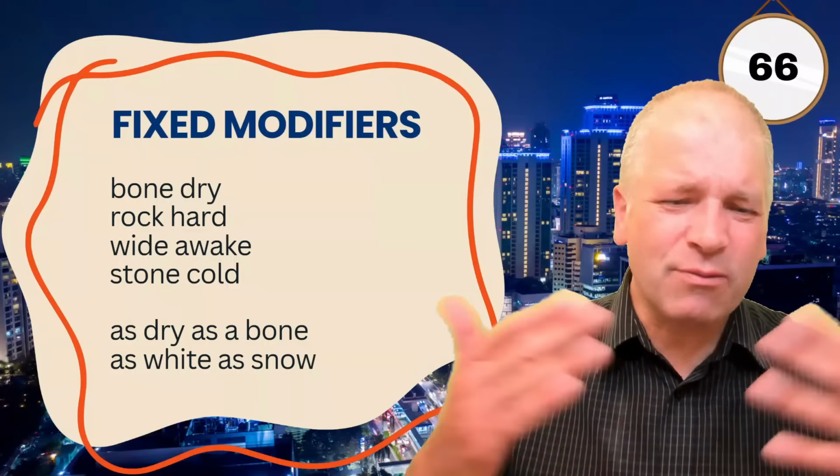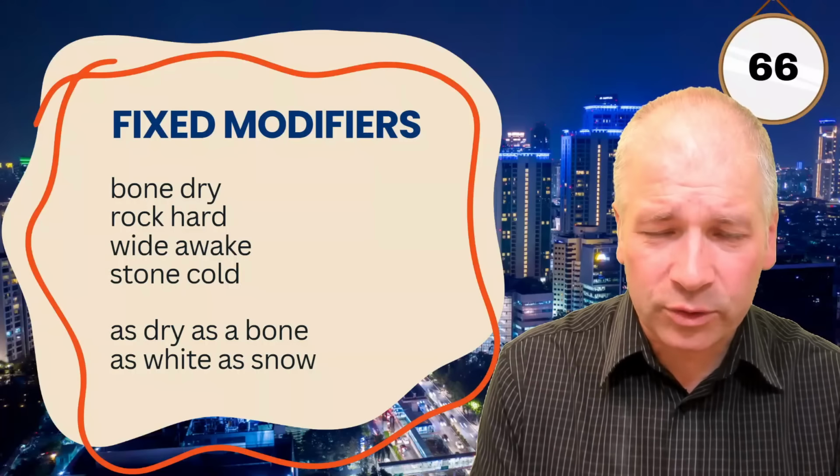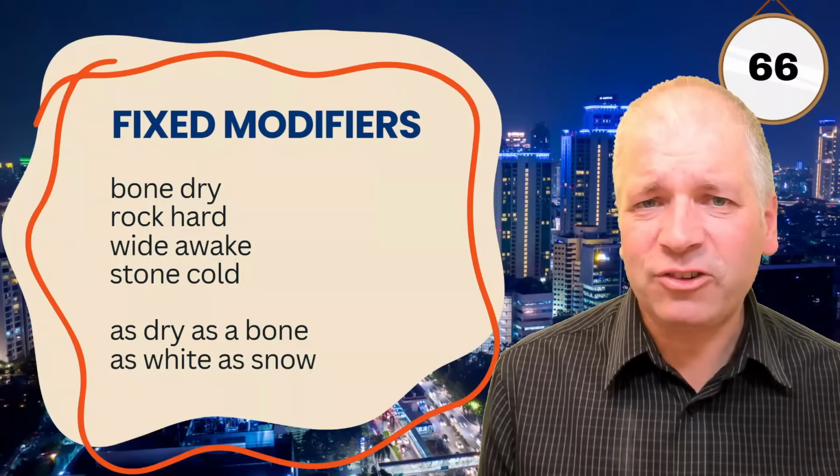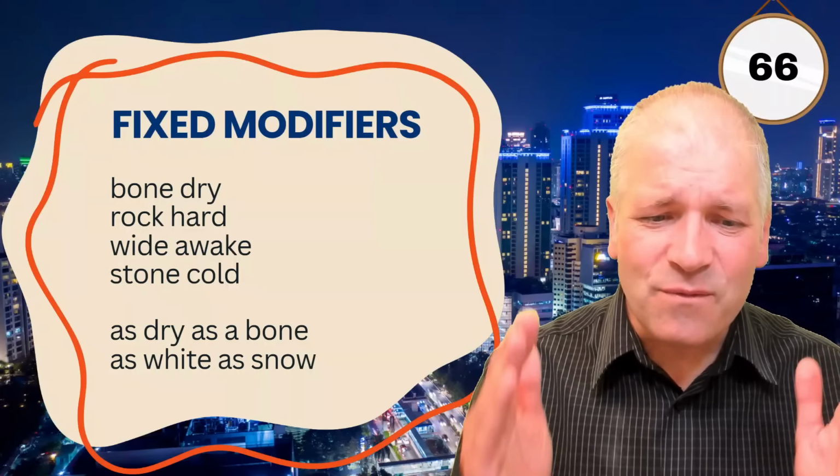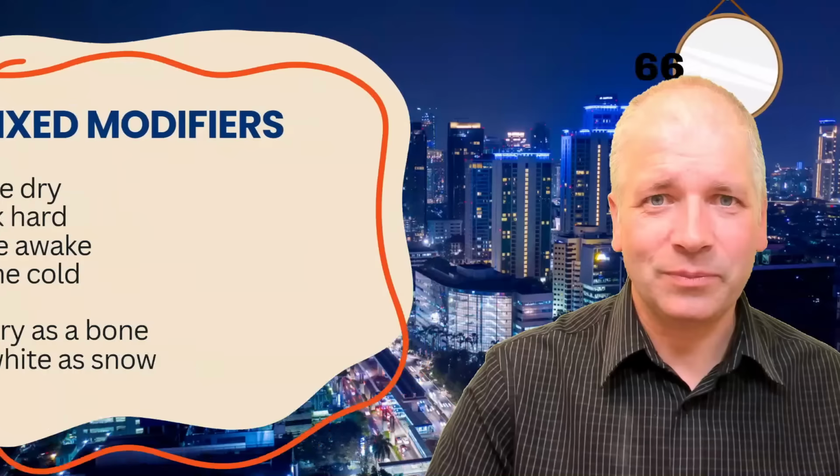And sometimes we can mix these up into as phrases. As dry as a bone, here we've switched the order. Noun first, then the adjective. As dry as a bone, very dry. As white as snow, very white.